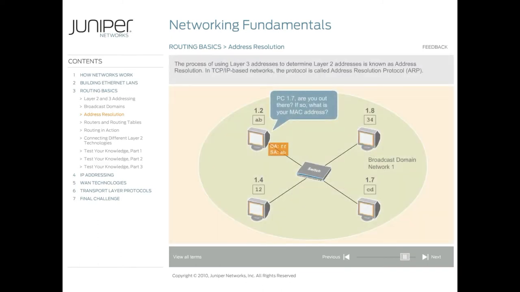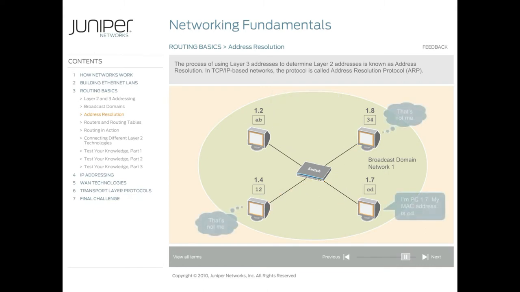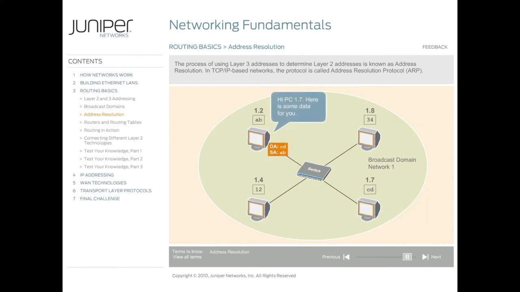In networking, the process of using Layer 3 addresses to determine Layer 2 addresses is known as address resolution. In TCP/IP-based networks, the protocol that manages that is called, fittingly enough, the Address Resolution Protocol, or ARP. ARP maps an IP address, which is a Layer 3 address, to a Layer 2 address. Other non-TCP/IP protocols use other protocols to resolve addresses.